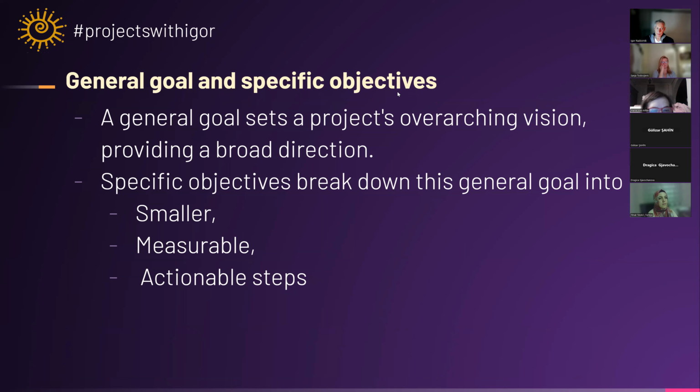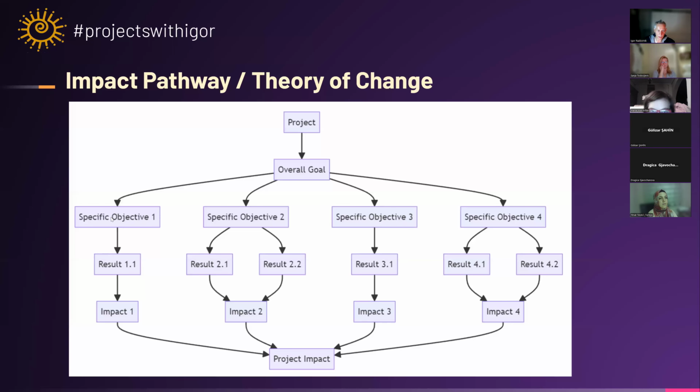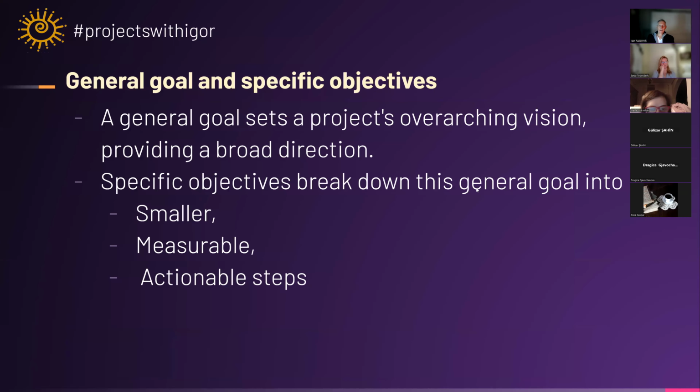Again, the general goal and the specific objectives are how you see the project and what the project should do. These specific objectives break down the general goal into smaller, measurable, and actionable steps. And based on that, this is one work package. This is one work package. This is really easy to see. This is one work package, and this is another. So you can see that the specific objectives are the base for every one of your work packages. And this is important.